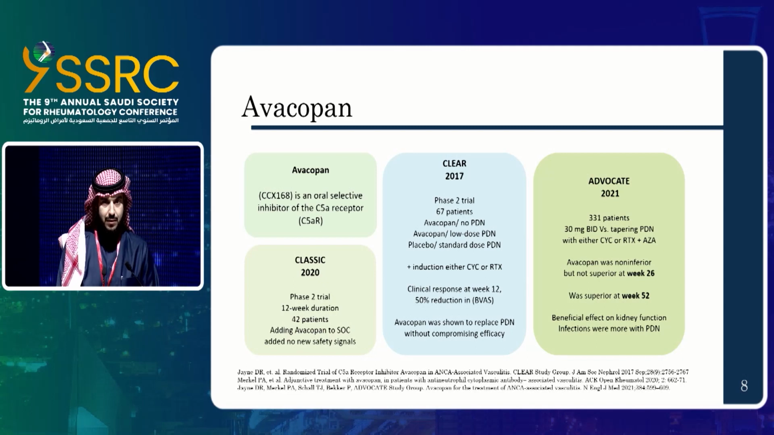The most recent and the most significant is the ADVOCATE trial in 2021, where avacopan was shown to be non-inferior, but not superior at week 26, but it was superior at week 52 in maintaining remission, with a signal of benefit on patients with kidney disease, and of course infections were much less than with people taking prednisone.